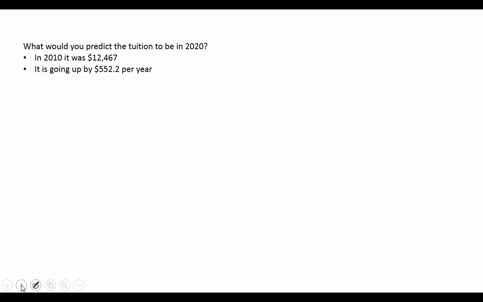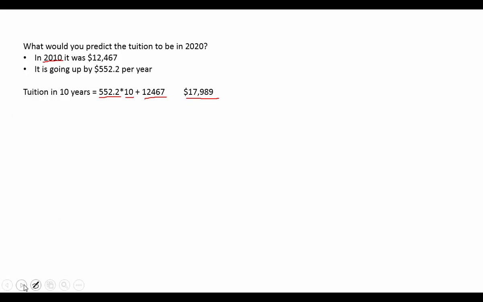And as I was saying, if it's going up by $552 every year, after 10 years I'm just going to multiply that by 10. My rate of increase, $552 per year times 10, is going to tell me how much extra I'm going to have to spend in 10 years. And if I add that onto my baseline value of 12,000, it's telling me that tuition in the year 2020 is going to be $17,989 per semester. That's ridiculous. In 10 years from my baseline year, the year that I just arbitrarily picked, that's what it's going to be.